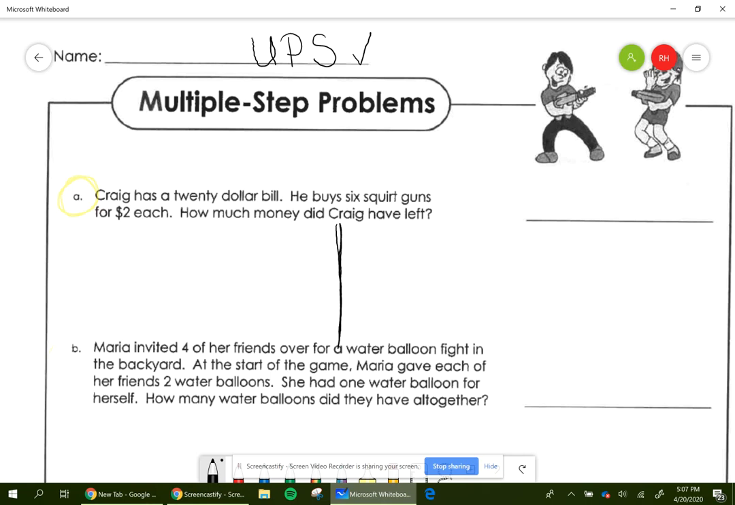Hi, third graders. I am going to be going over one of your pages in your new packet, week 5. It's this one that's titled Multiple Step Problems. Now, these are the tricky ones.